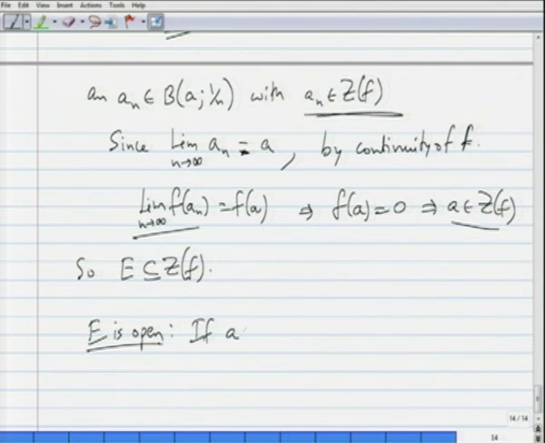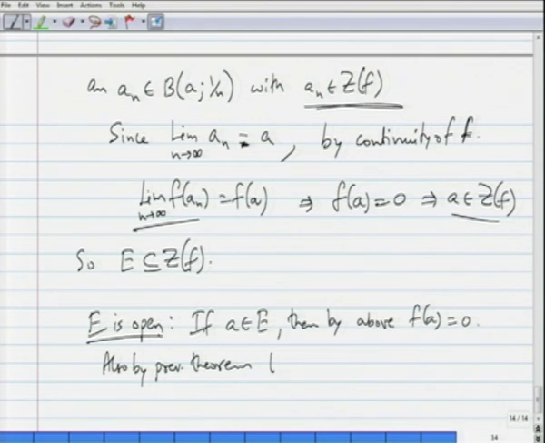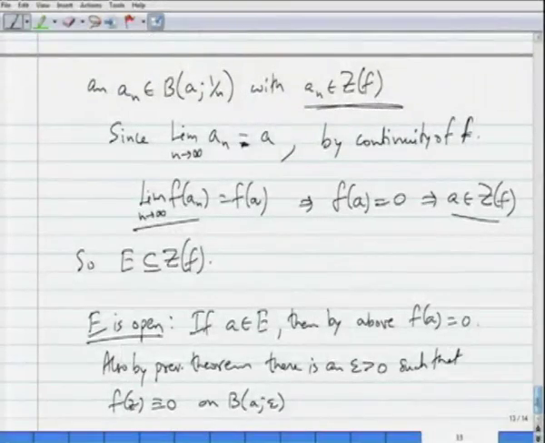If A belongs to E, I will show that there is a neighborhood of A which is contained in E. Then by what we have just done, by above f of A is 0, because E is contained in Z of f. Also by the previous theorem, there is an epsilon positive such that f of z is identically 0 on B(A, epsilon). Consequently, if A is a limit point of Z of f, then f is identically 0 in B(A, r). So we are using that. So since A is in E, we should have by the previous theorem that f of z is identically 0 on B(A, epsilon).